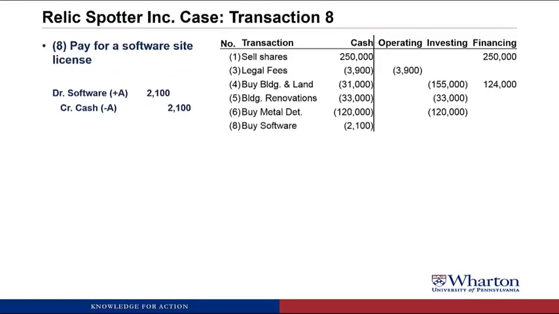Okay, next we're going to skip transaction 7 because that was a non-cash transaction. Relic Spotter had purchased inventory on account, and move to transaction 8, where Relic Spotter had paid $2,100 cash for a 3-year software site license. Why don't you try to guess whether that's operating, investing, or financing?